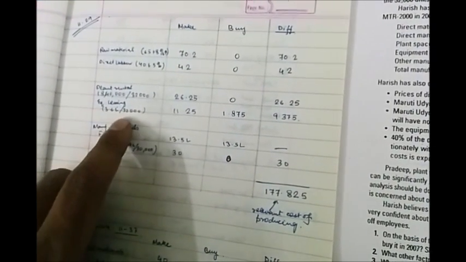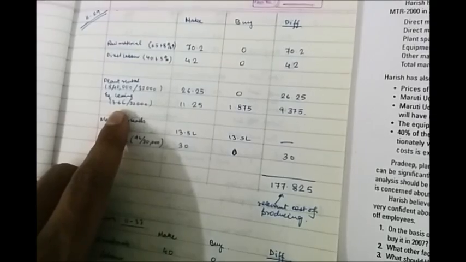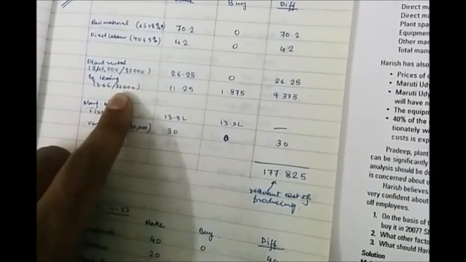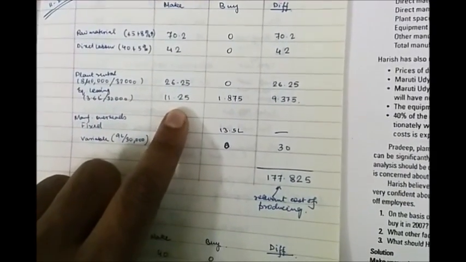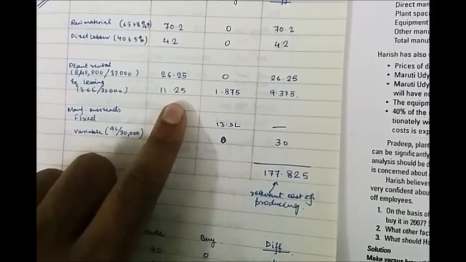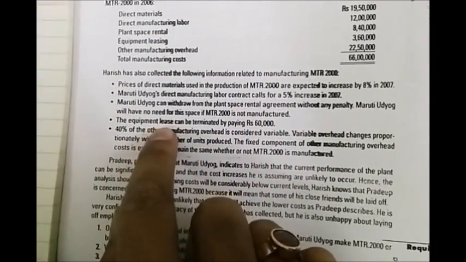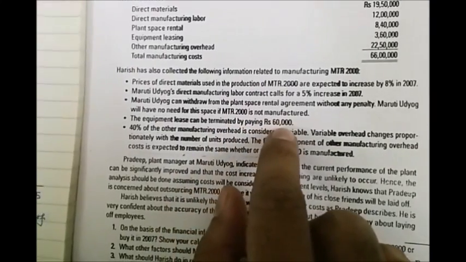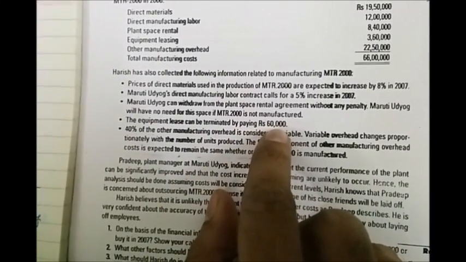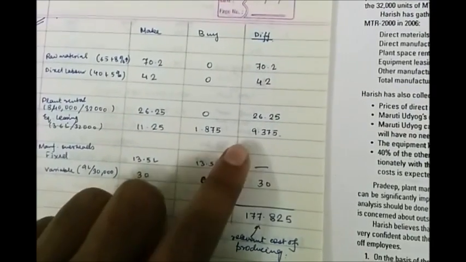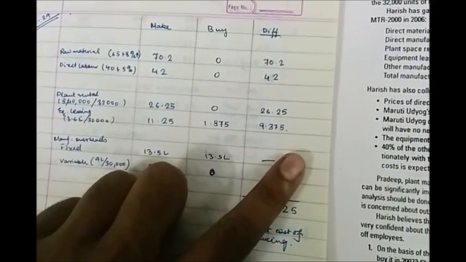Next, the equipment leasing of 3.6 lakh rupees is again a fixed cost allocation of 11.25. But it has been said that when the equipment lease is terminated, he has to pay a penalty of 60,000 rupees. Dividing that by 32,000, it comes to 1.875. So the differential cost comes to 9.375.